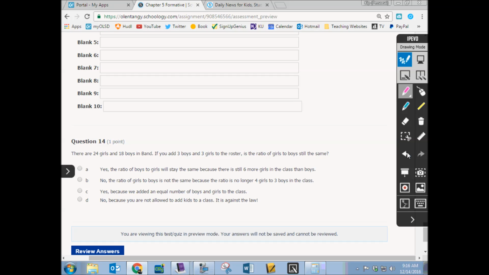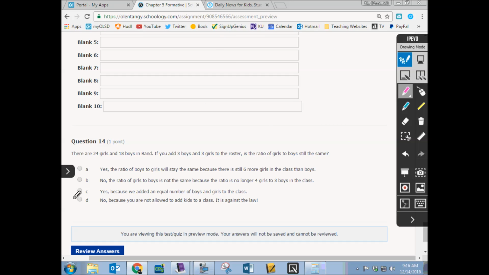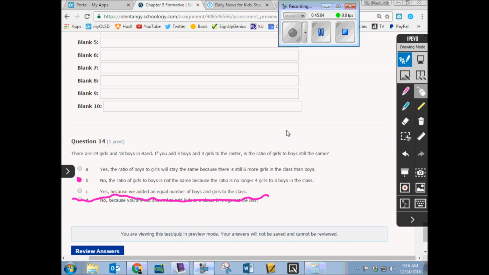Now, if I could bring back, I can't. Oh yeah, I can. Wasn't this the initial ratio right there? When you added them, was this the new ratio? No. That would be wrong. The D would be garbage here. It has to be letter B there. And that's not really a learning target. Again, it's more just understanding of ratios.